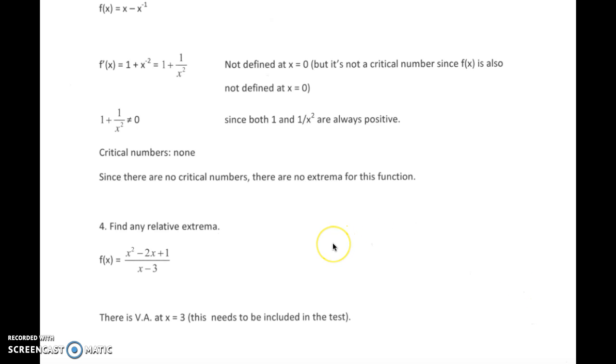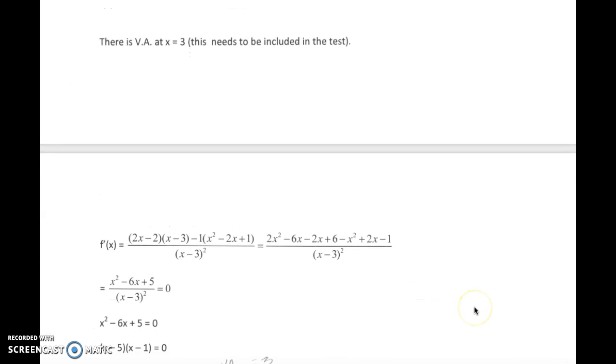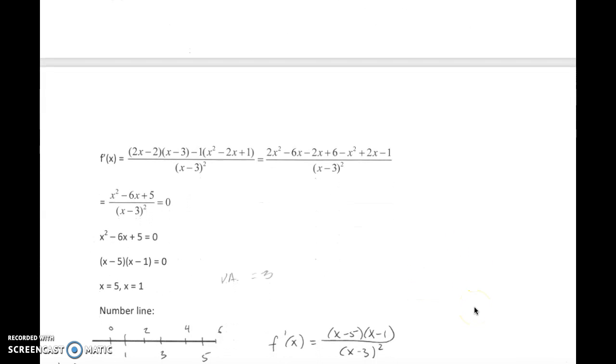And now this is a rational expression, so we have to go ahead and use the quotient rule. And using the quotient rule, of course, we take the derivative of the first piece times the denominator minus the derivative of the denominator times our numerator, our top piece, over our denominator squared.